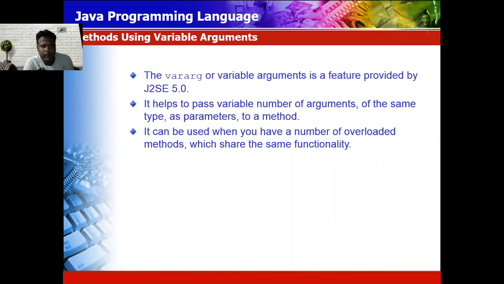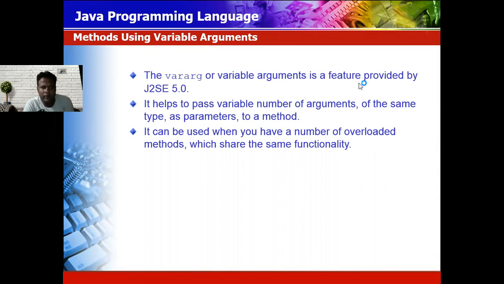Today we start with variable arguments. A variable argument, or varargs, is a feature provided by Java Standard Edition 5.0. It helps to pass a variable number of arguments of the same type as a parameter to a method.